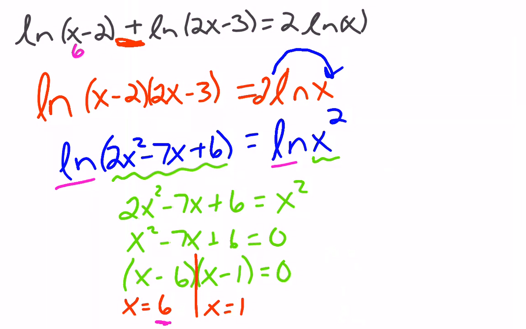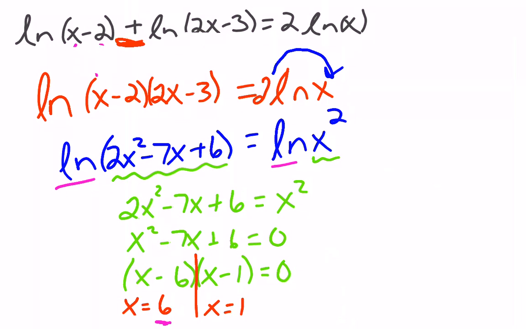So here I would have 6 minus 2, which is 4. That's fine. Whoops, that's a 4, y'all. Here I would have 2 times 6 minus 3. That's fine. 6 is fine. Okay, basically we're looking for anything less than 0. That is going to be impossible when we talked about what the definition of a log is.